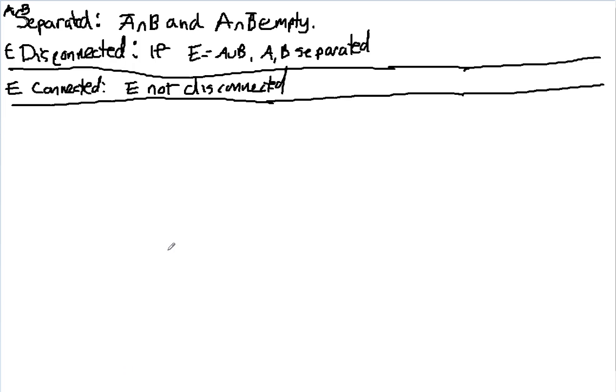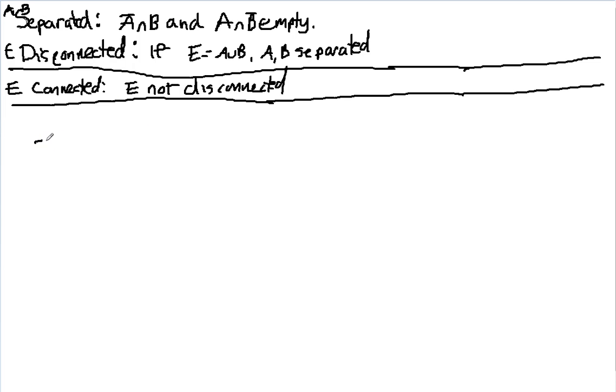Alright, I'm going to talk about separated sets, disconnected sets, and connected sets. And here's a reminder of the definition. It's separated if the closure of A intersect B is empty and A intersect the closure of B is empty. So these both have to be empty. It's disconnected if it can be written as a union of separated sets, and it's connected if it's not disconnected.